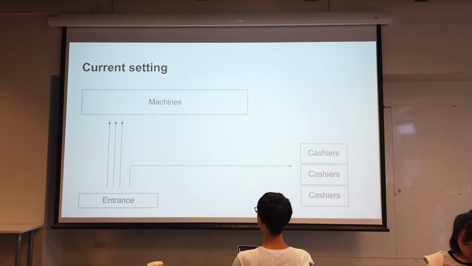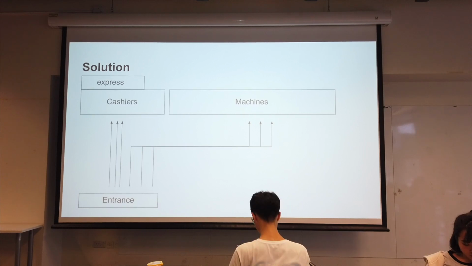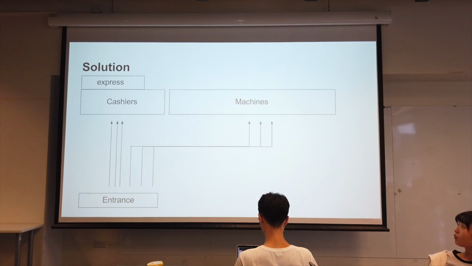So this is the current setting, and we want to move the cashier to the immediate place where you can see after you have entered the canteen, as shown in the graph. The second thing you will see is the machine, so that people will be more encouraged and have more opportunity to use the cashier instead of the machines. We would also suggest putting an express label on the cashier so that people know that cashiers are actually faster than using machines.